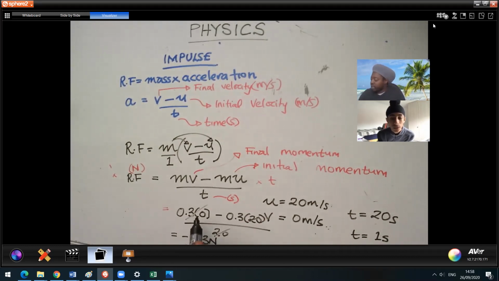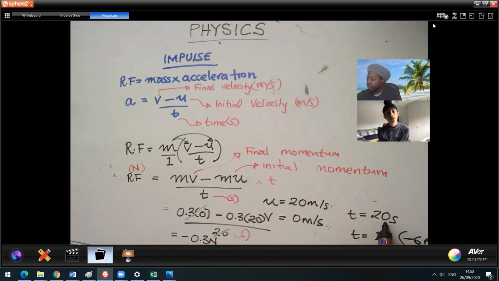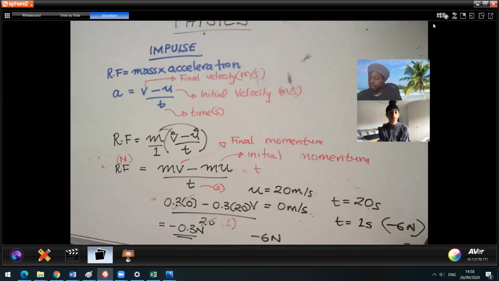But if I try and do the same thing and I do it in 1 second, I'm going to write it out the same way, only this time my t is 1. So I'm going to divide by 1 second. Now you see that the force I feel is a minus 6 Newton force. That's the force I feel on my hand. Whereas if I slow it down to 20 seconds, I only feel a force of minus 0.3 Newton. This hurts far less than that.